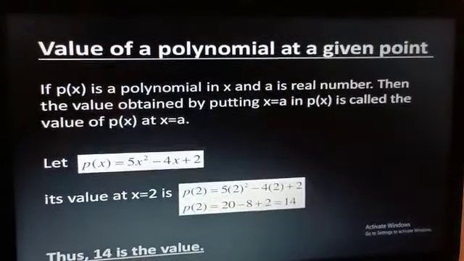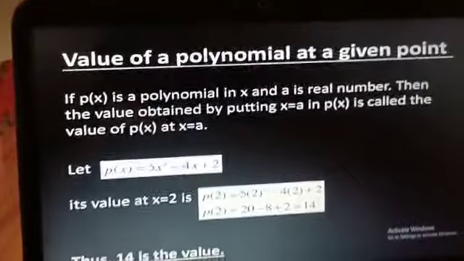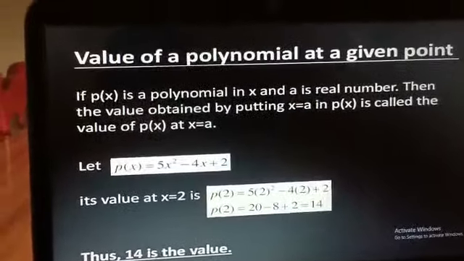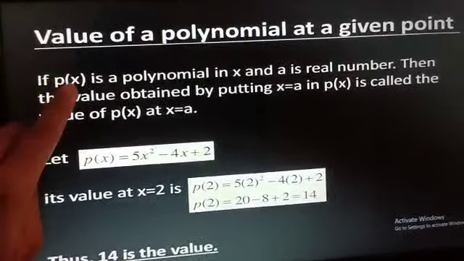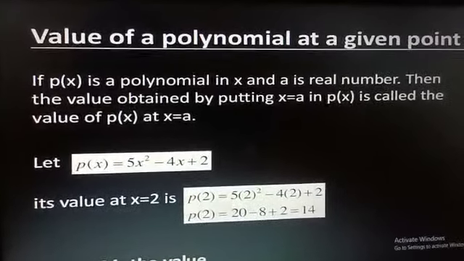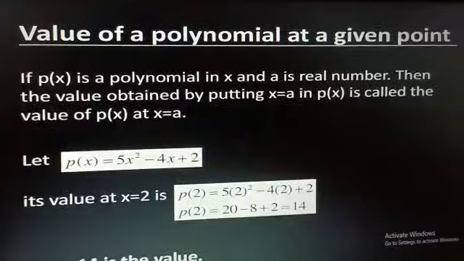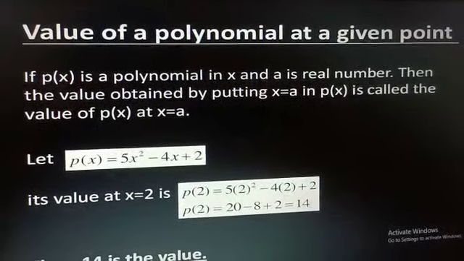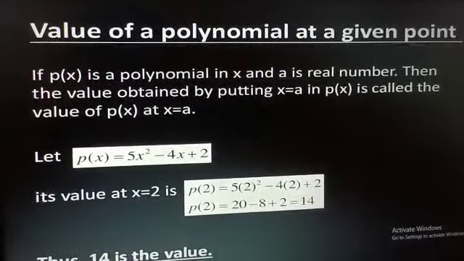Moving ahead, we look at the value of a polynomial at a given point. If p of x is a polynomial in x and a is a real number, then the value obtained by putting x is equal to a in p is called the value of the polynomial at x is equal to a.